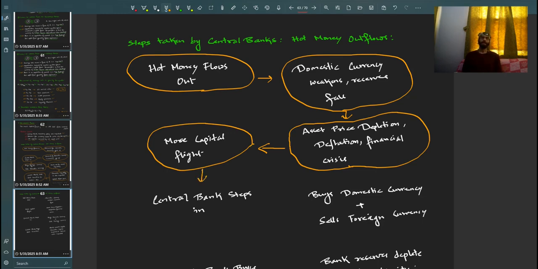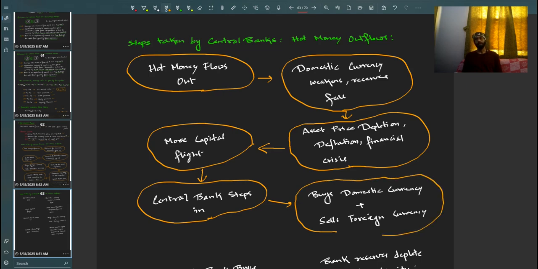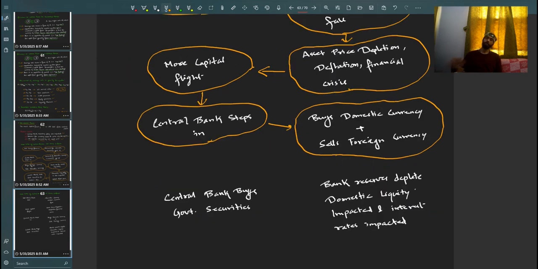Here the central bank can step in, and what they can do is exactly the reverse of what they were doing when hot monies were flowing in. During the time when hot monies were flowing in, they were selling the domestic currency and buying the foreign currency. Here they can buy the domestic currency to increase the liquidity for domestic currency and sell the foreign currency, right? They can buy the domestic currency and sell the foreign currency.